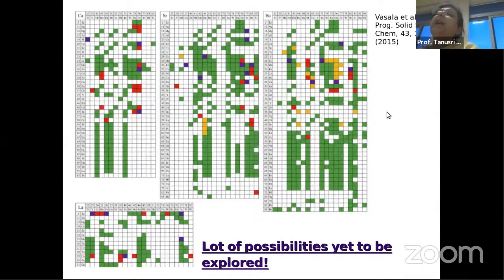But what I want to draw your attention to is that there are many white boxes. That means those have never been attempted, and nobody knows, if they were made, what their properties would be. So a lot of properties are yet to be explored.